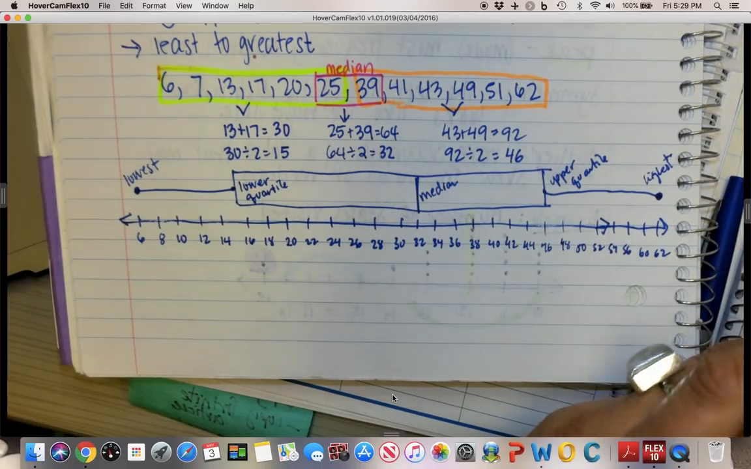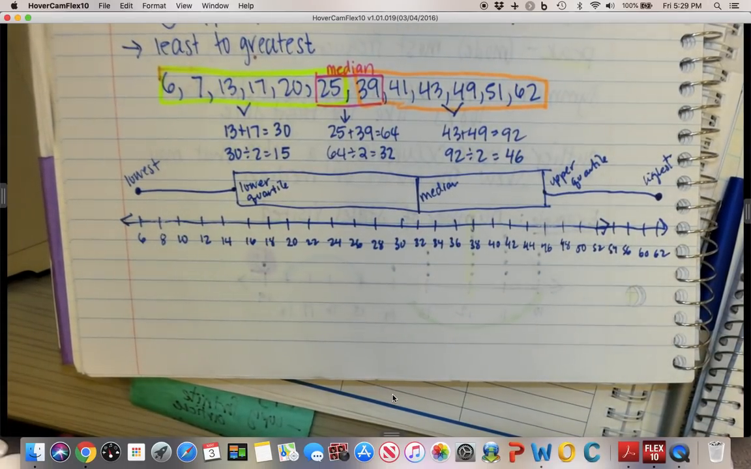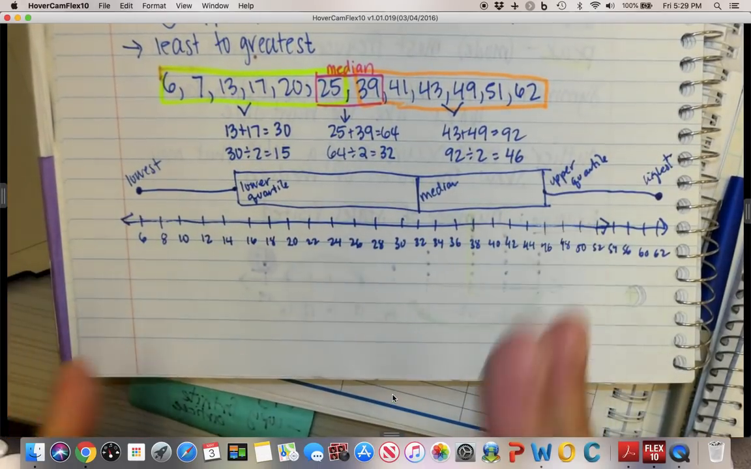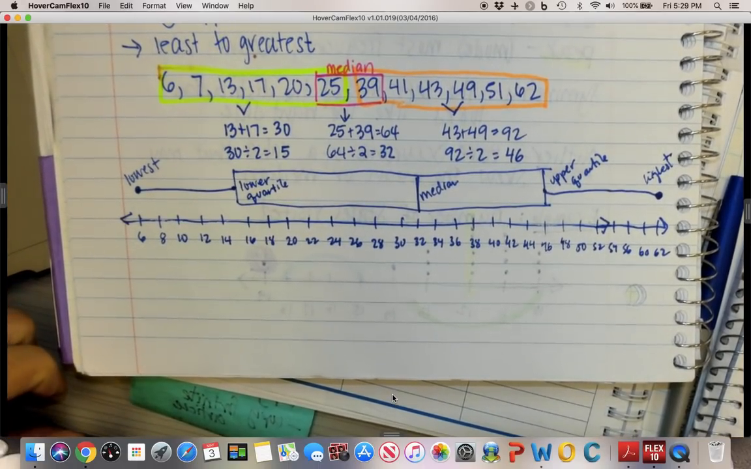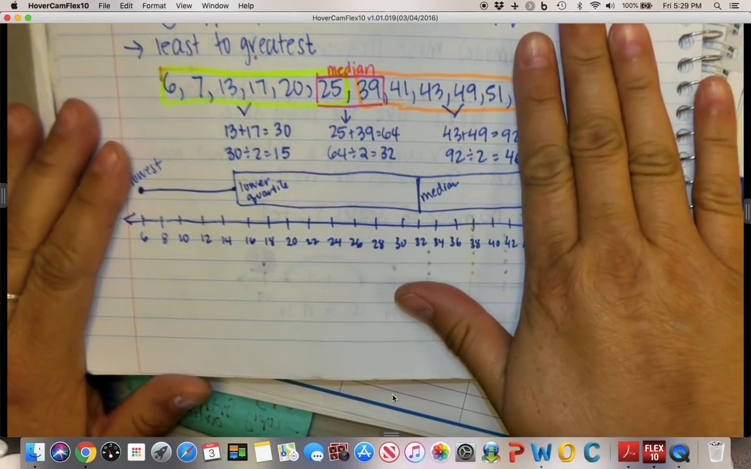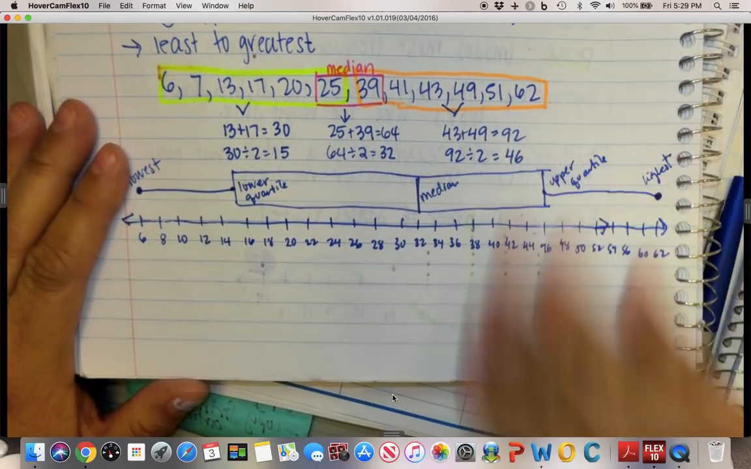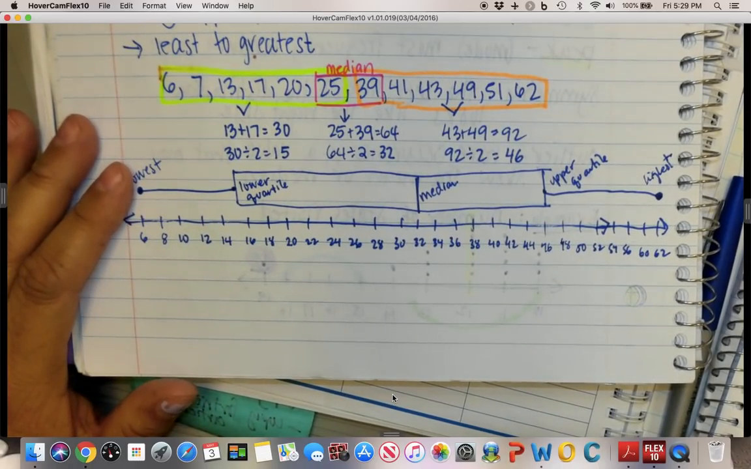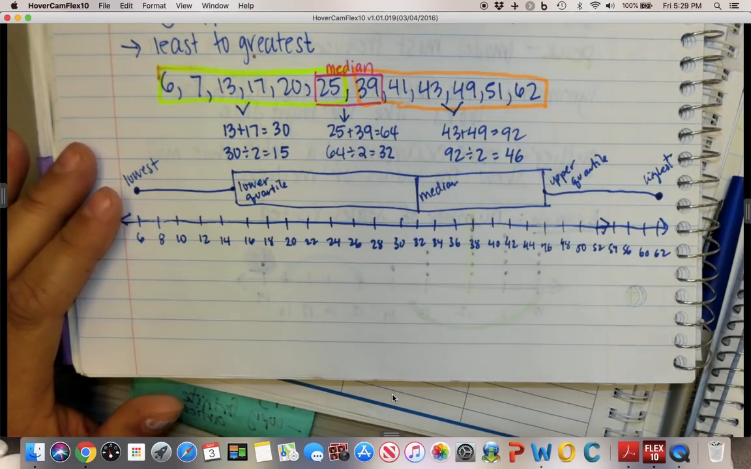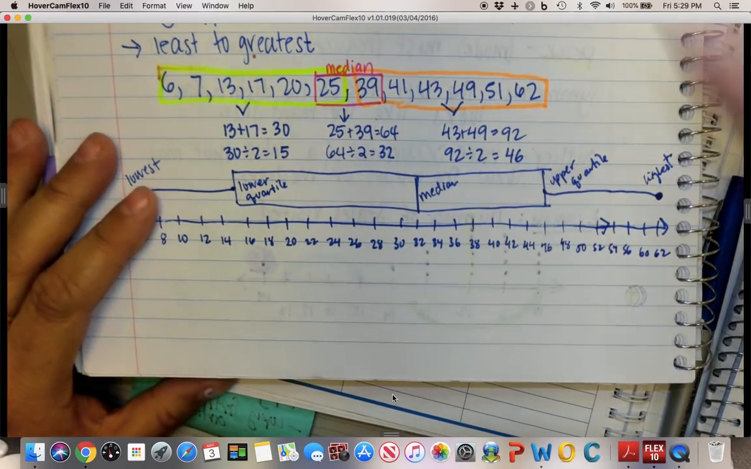You need to know lower and upper quartile. And it's not that difficult once you know the 5-number summary. It's easier, like I said, with an odd set of data. And you will be seeing an odd set of data in just a moment, when I have you draw your own. Okay.